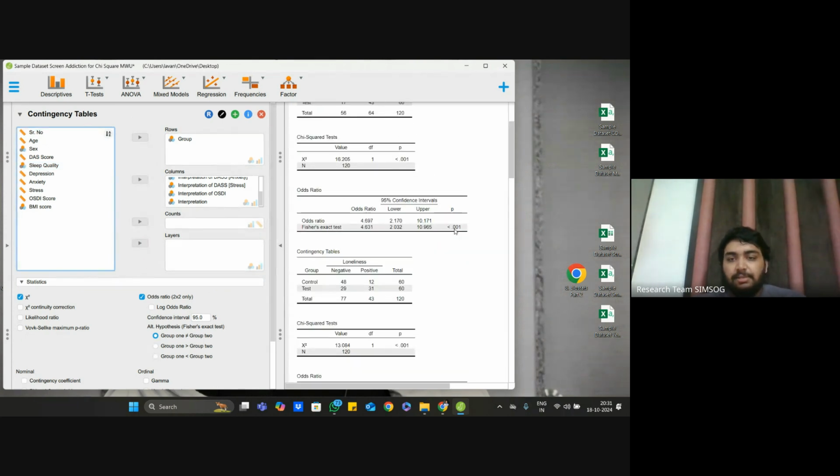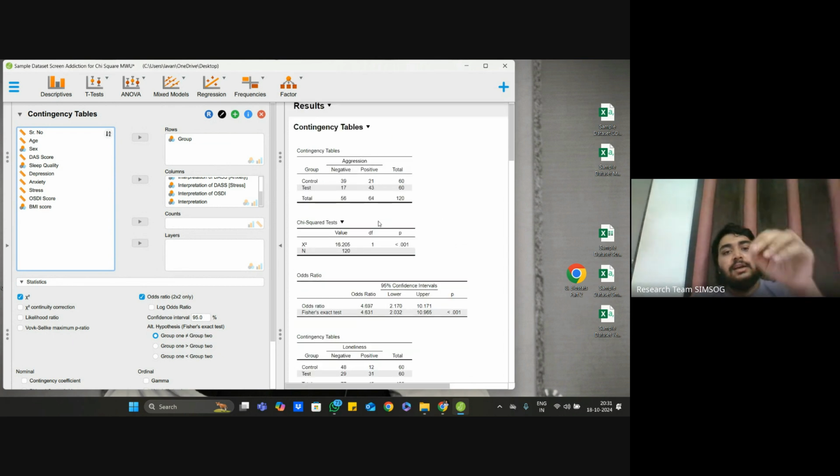Anybody? Just anybody. Now see, actually instead of doing sex, I should have done addicted versus non-addicted, right? Because that was the purpose of the study. So you can see this was the value found. So by this I would interpret that there is a significant difference between two groups, that is addicted versus non-addicted, for aggression.